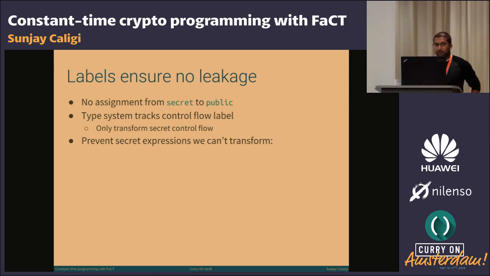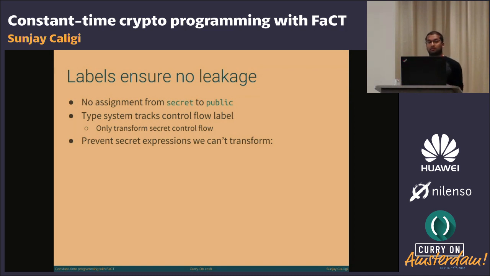And kind of the underpinning of all of these transformations is our label model. So we have just a very simple secret versus public. We have the standard flow control of you cannot assign secret data into a public variable. And we also use these labels to track control flow. And we only need to perform transformations when we're in secret control flow. So if we're inside a secret branch, then we apply transformations to everything inside the secret branch. If we have a secret return, then all the code that comes after that secret return will need to be transformed. But otherwise, we don't need to transform the code.